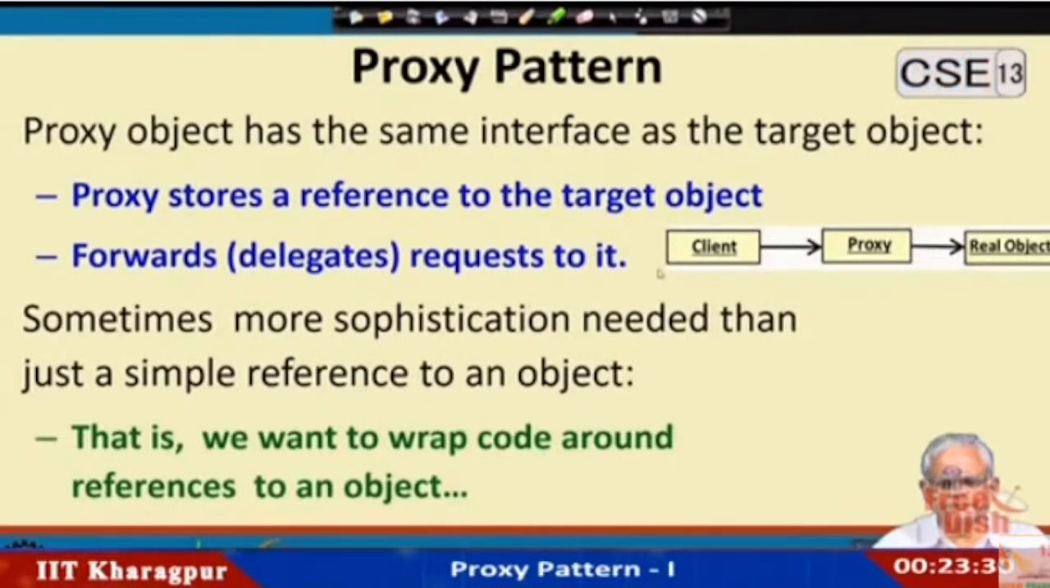We can see in this diagram that the client interacts with the proxy. For the client, the proxy is as good as the real object. The client has no idea or no knowledge of the real object. It interacts with the proxy thinking that that is the real object. The proxy in turn, for some simple queries that it can answer, responds to the client. For the queries that it cannot answer, it forwards them to the real object.